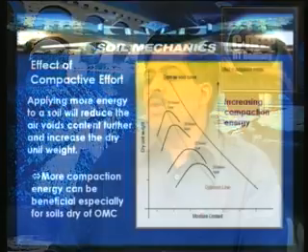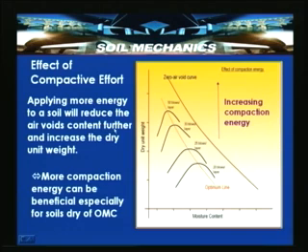So, if you look at the effect of compactive effort, applying more energy to the soil will reduce the air voids content further and increase the dry unit weight. For example, on the curve here, dry unit weight is shown on the y axis and moisture content on the x axis. This particular curve is obtained with 20 blows per layer, this for 25 blows per layer, this one for 30 blows per layer, and this one for 50 blows per layer. As you increase the compaction energy in this direction, you will see an increase in the dry unit weight and a decrease in the optimum moisture content.